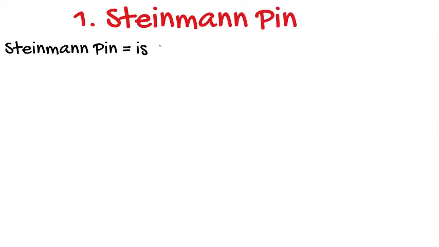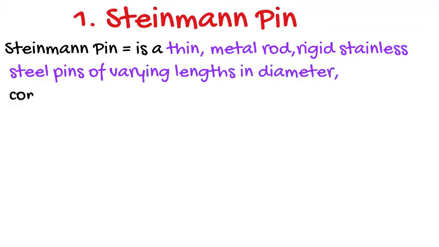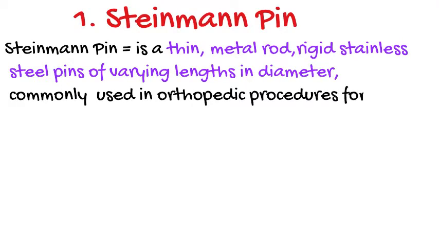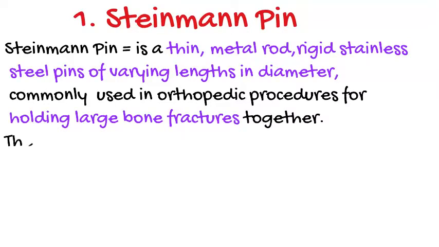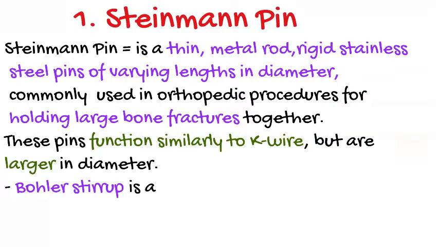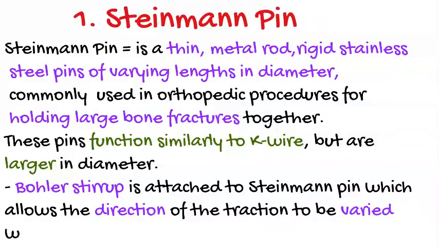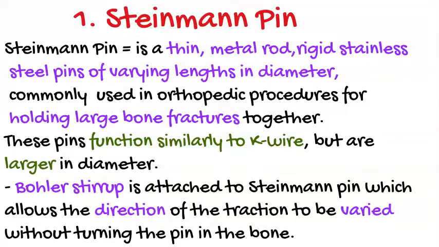Now, let's start with number 1, Steinmann Pin. Steinmann Pin is a thin metal rod, rigid stainless steel pins of varying length and diameter. It is commonly used in orthopedic procedures for holding a large bone fracture together. These pins function similarly to K-wire, but are larger in diameter. Bohler stirrup is attached to the Steinmann Pin, which allows the direction of the traction to be varied without turning the pin in the bone.